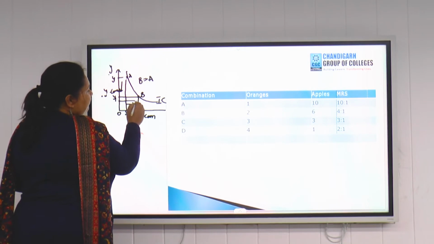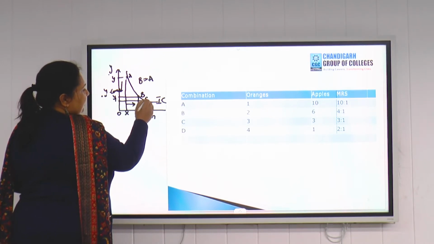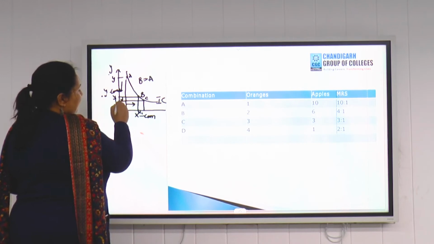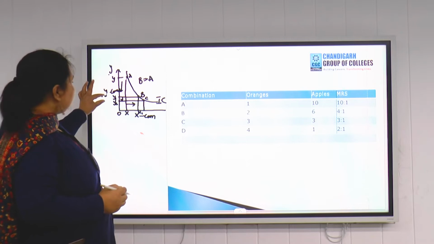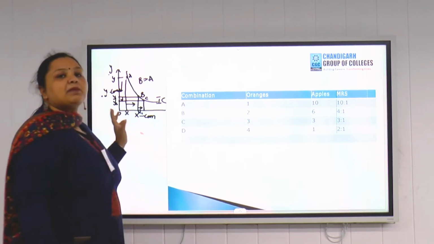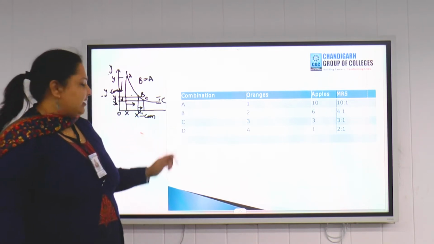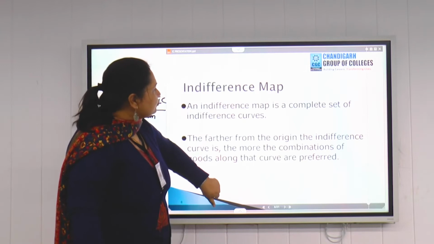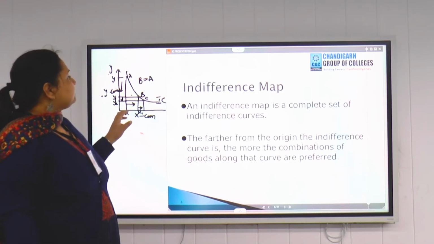Like if I draw the next combination, then here y will be less. The sacrifice of y will be less for the same amount of x. That's why the curve will be of convex shape. We will do this next in properties.